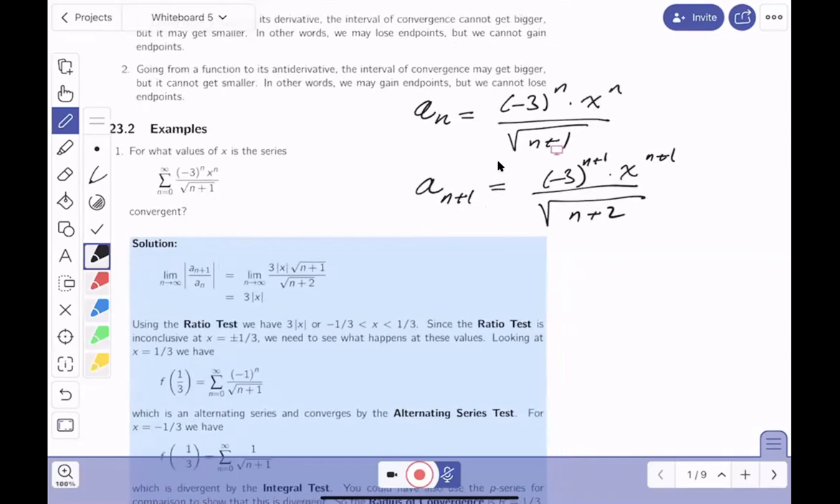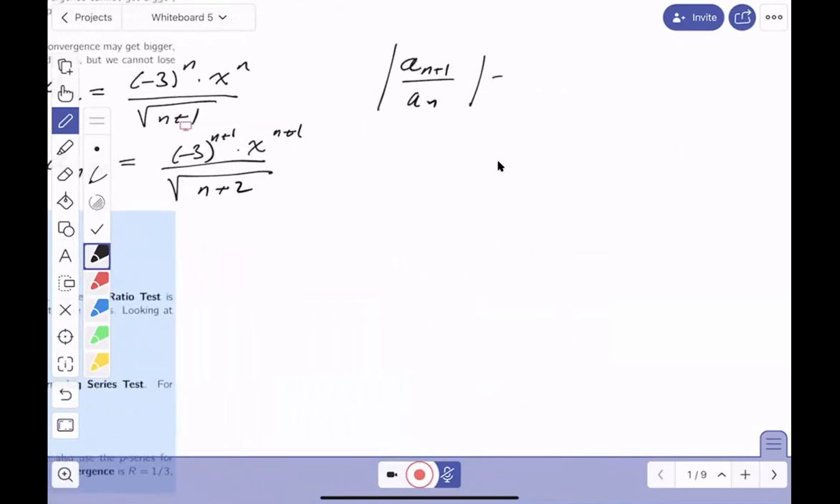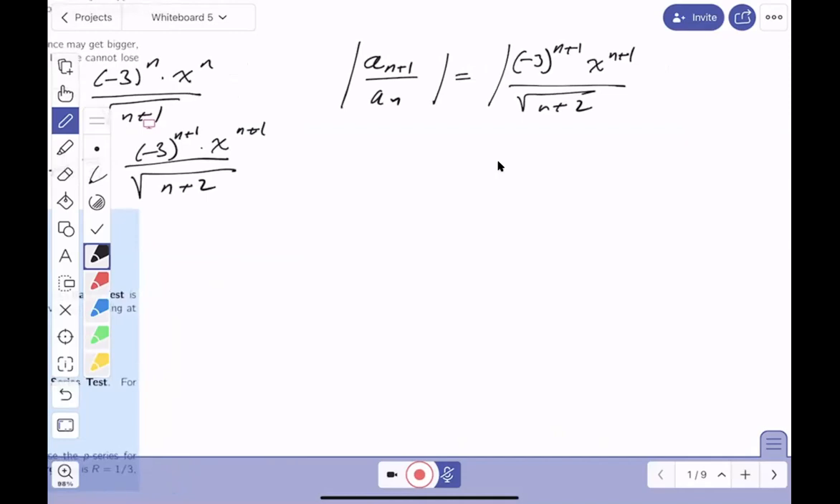Then what do I have to do? I take a ratio. The ratio is going to be a_{n+1} over a_n, and I want to take the absolute value of it. All right. So if you did that, it's really not that bad to do. This is minus 3 to the n plus 1, x to the n plus 1. I'm writing down a_n, by the way. Now, if you're going to divide by a_n, it's like multiplying by its reciprocal. So I'm going to multiply by the reciprocal instead. That's minus 3 to the n, x to the n. And then when you get over there, you get the root of n plus 1. And I'd like to simplify that.